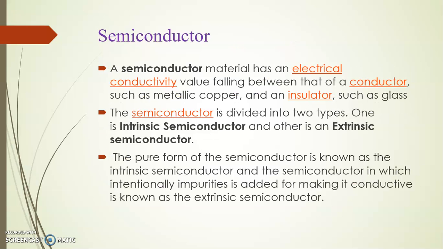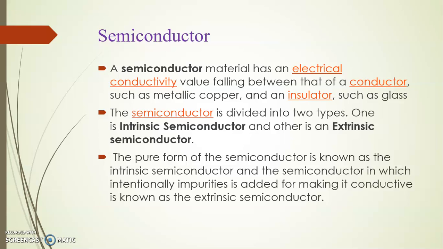As the chapter name is semiconductor diode, you have to know the meaning of semiconductor. Normally there are three types of material: conductor, insulator, and semiconductor. A conductor allows the current to pass through it and has low resistance. An insulator does not allow the current to pass through it and has high resistance. So this is the conductor and insulator.